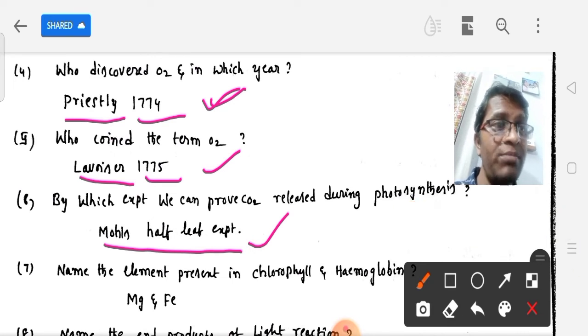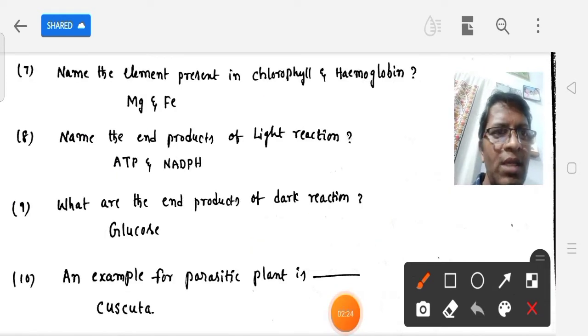So in this experiment, which chemical can we use? That is also very important. The chemical name is potassium hydroxide. Yes, then we can go for seventh bit.